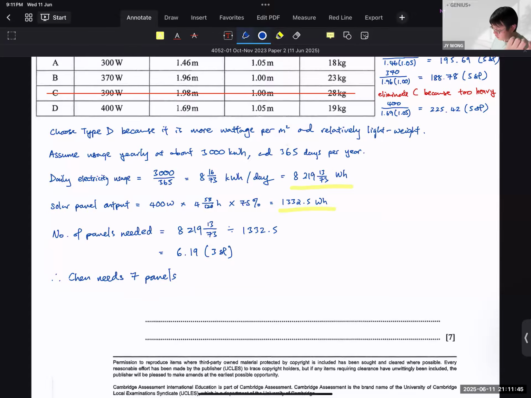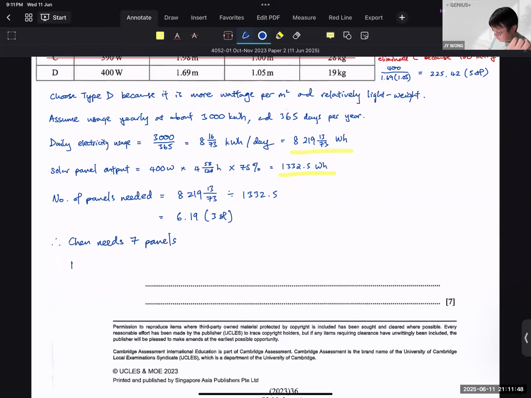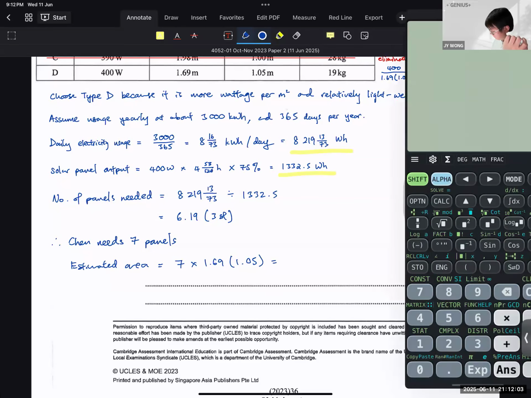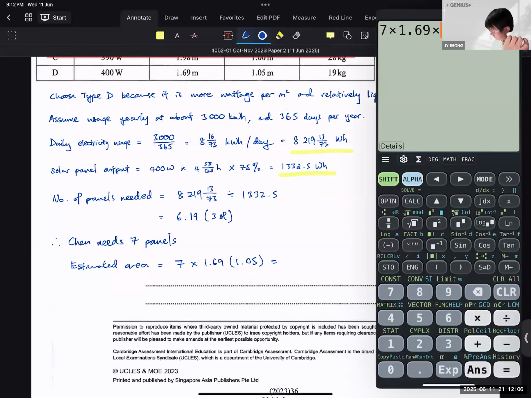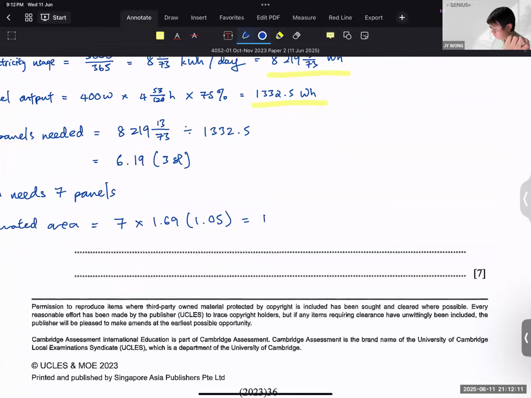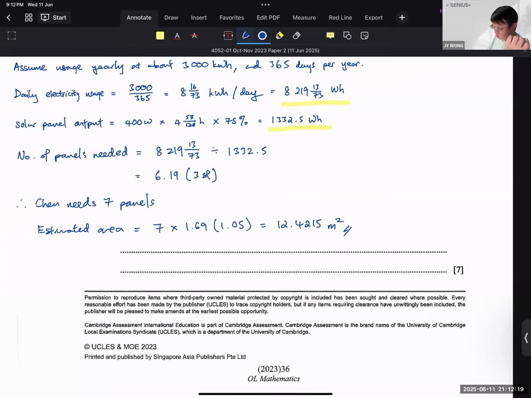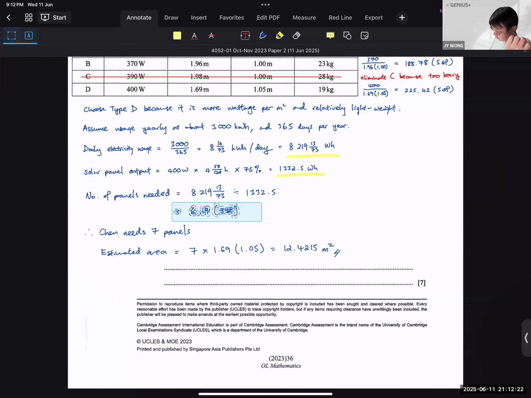Right? And since he needs 7 panels, therefore, the estimated area of 7 panels of type D is 7 times 1.69 times 1.05, which will give me 12.4215 meters squared. This is the exact value, so you should not go and round it out.